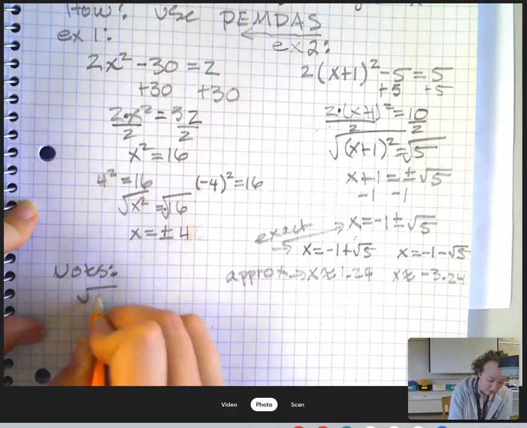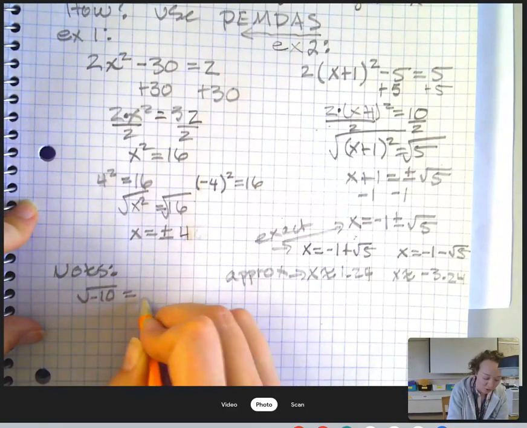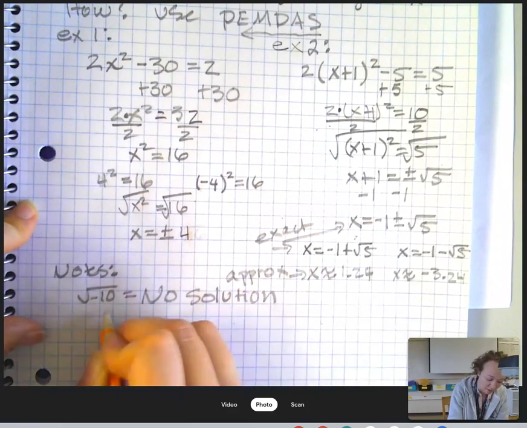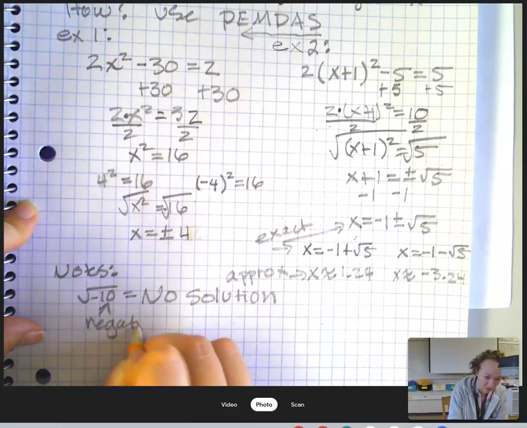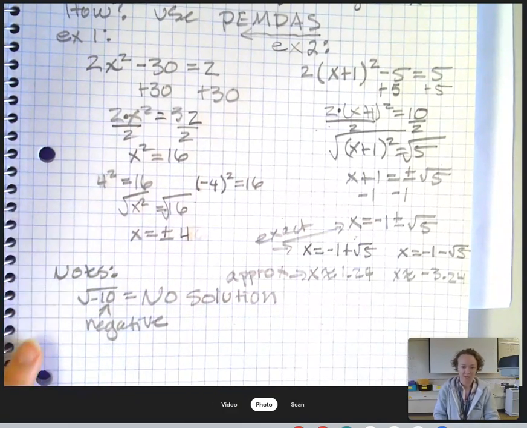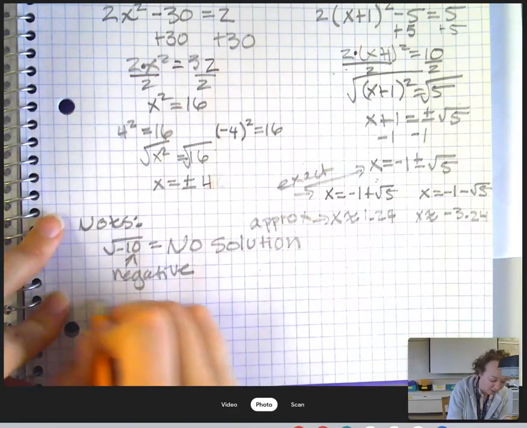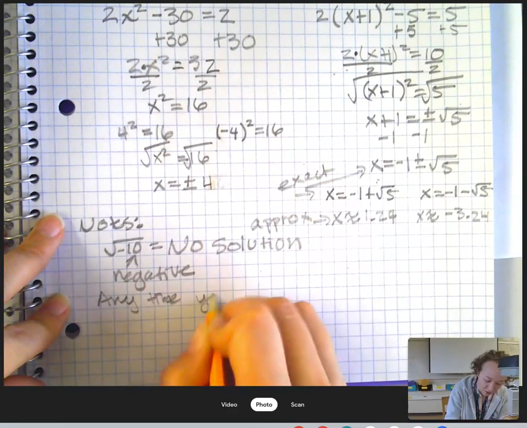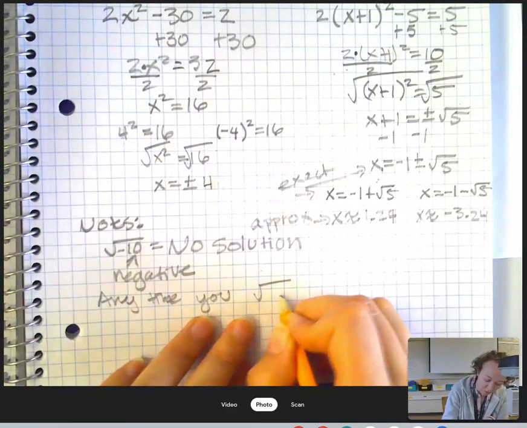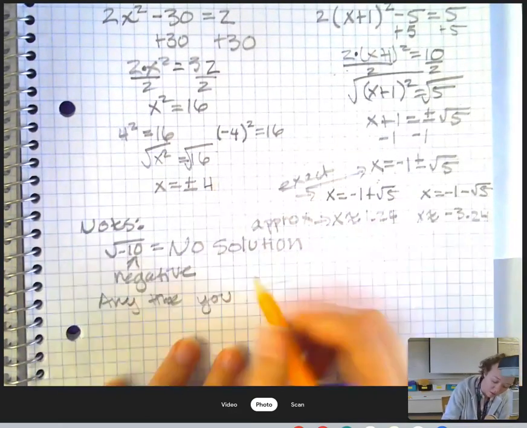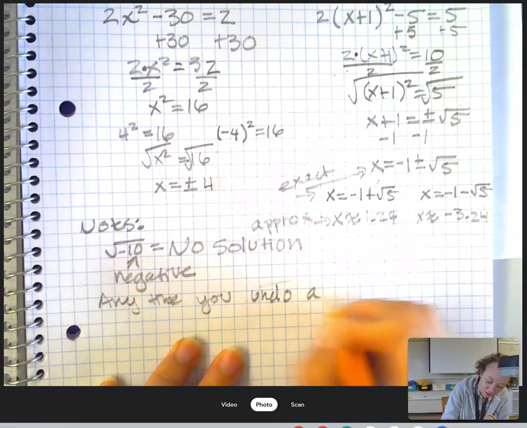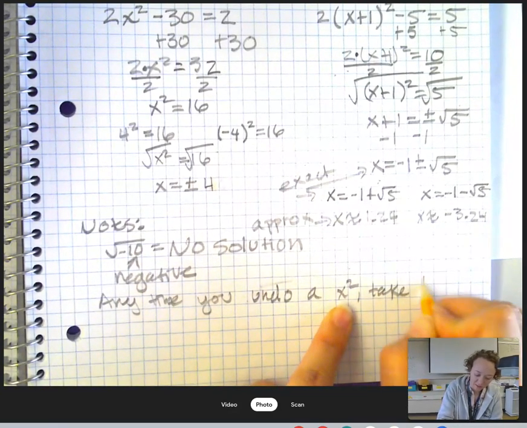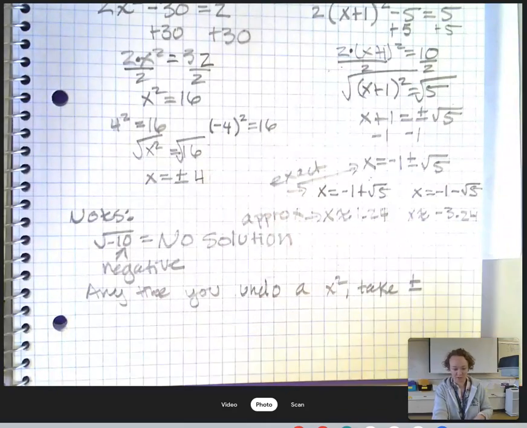All right. Just a couple reminders. If you try and take the square root of a negative number, that's an automatic no solution. You don't have to continue with the problem. The moment you get that no solution, you are done. Any sort of negative. Okay. And anytime you undo a square, you have to take the plus or minus of the answer.